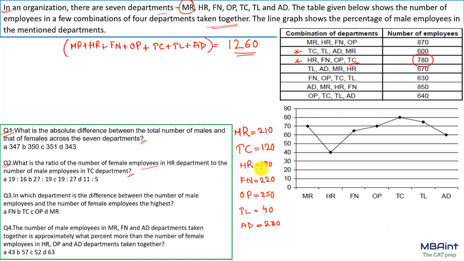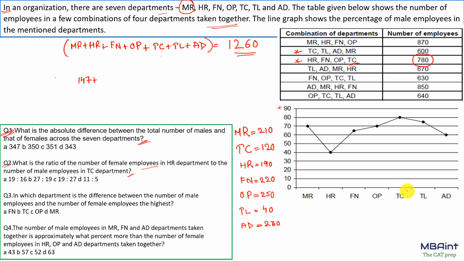Now when we know the values of the employees in each of the departments, we can answer all the questions. Let's see that. The first question says, what is the absolute difference between the total number of males and females across the 7 departments? Fine. So let's find it, because this graph is given for the percentage of males. For MR, the number of males is 70% of 210. 70% is nothing but 21 into 7, so that is 147.